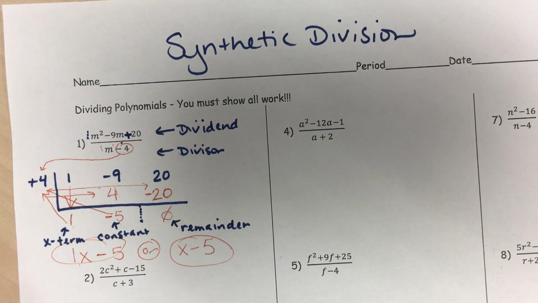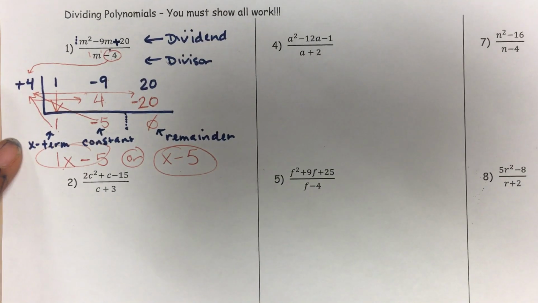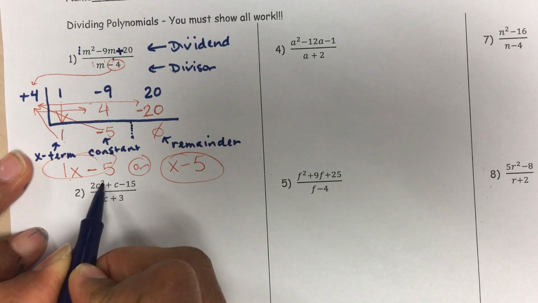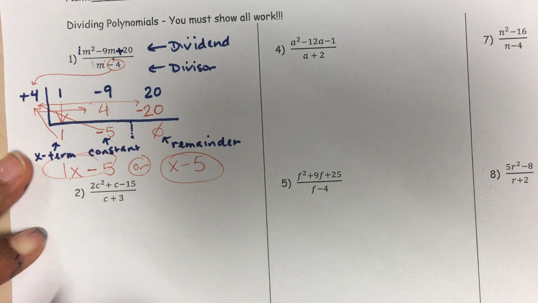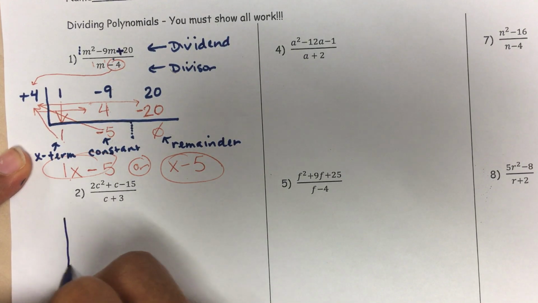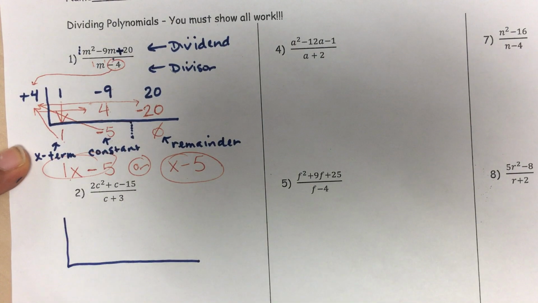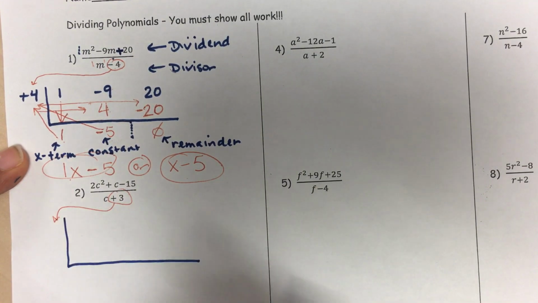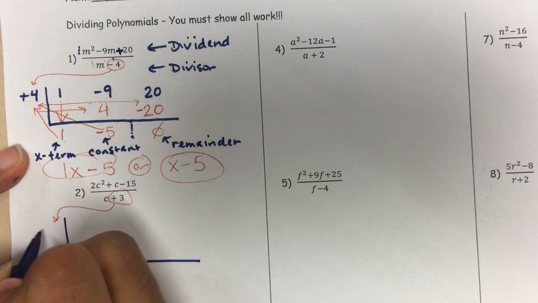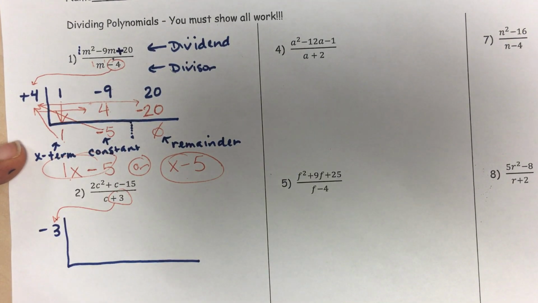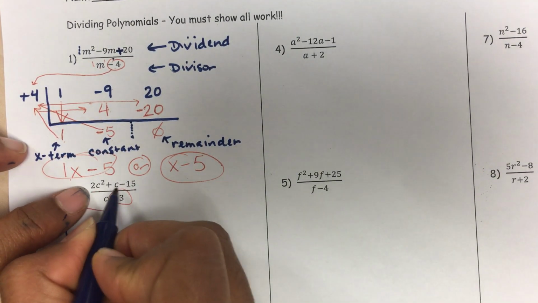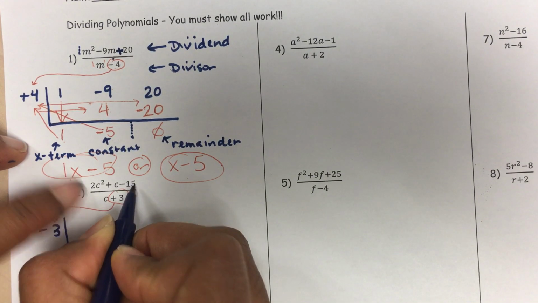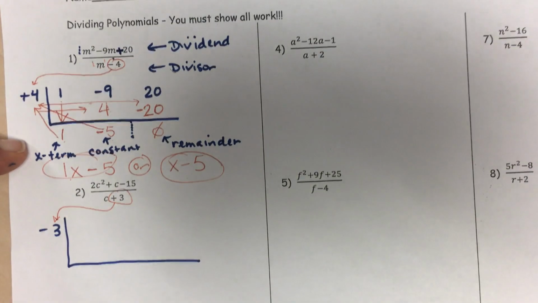All right, moving on. Let's do another one. Okay, 2c squared plus c minus 15 divided by c plus 3. Let's set it up. I'm going to go a little faster this time. Okay, you take your constant part of your divisor and you do the opposite. It's positive here. I'm going to list it as a negative. Then you take your dividend. You take all the coefficients and constants and you use them and you leave the variables out of it.